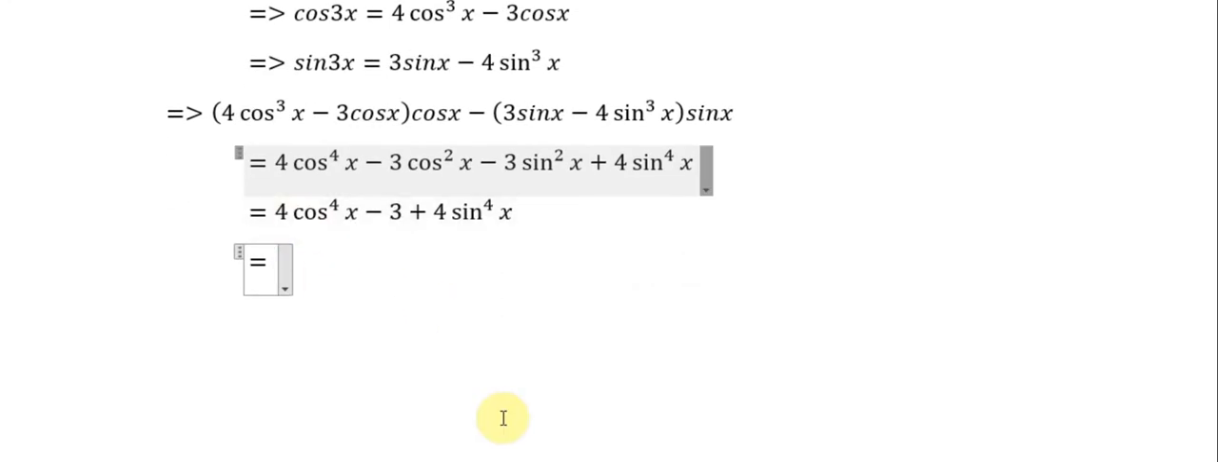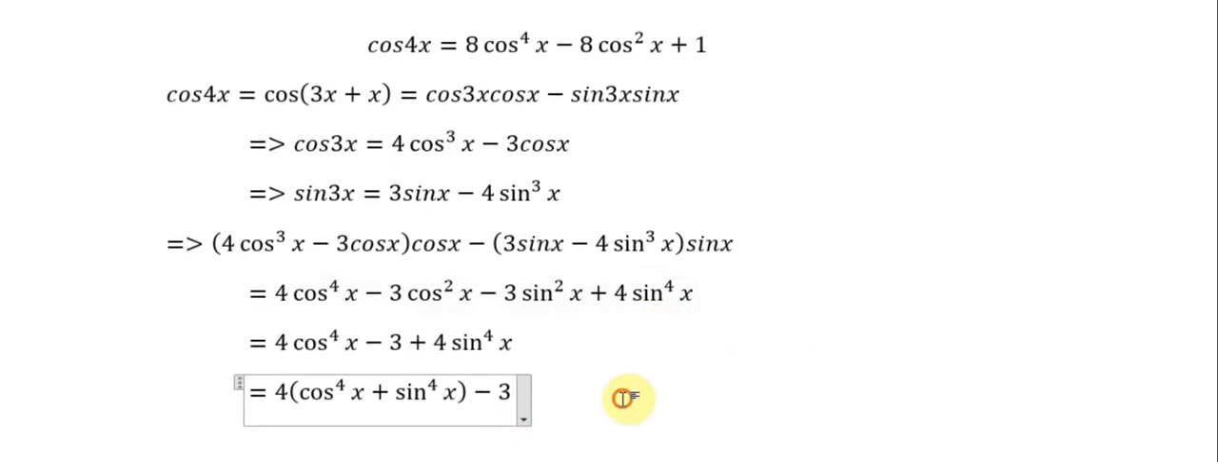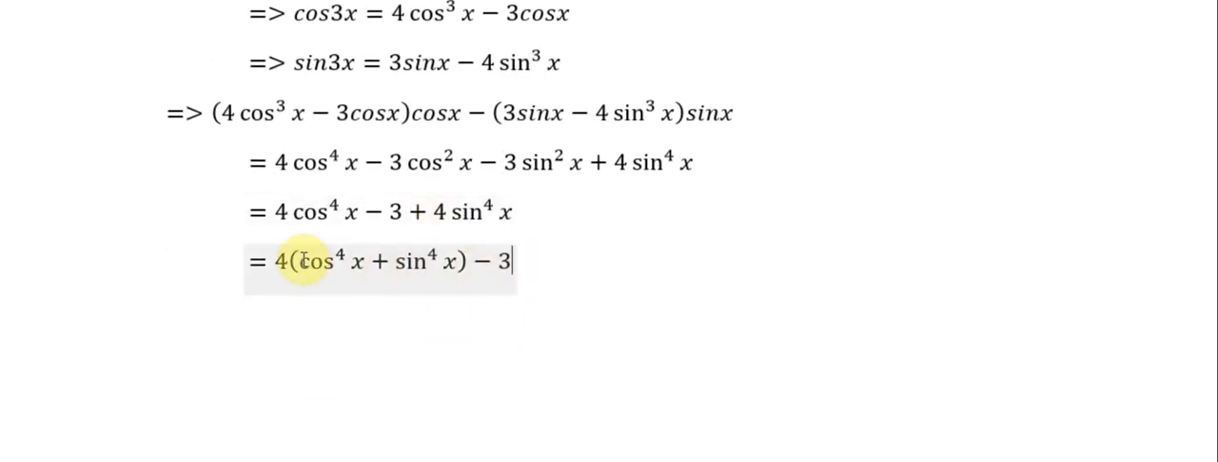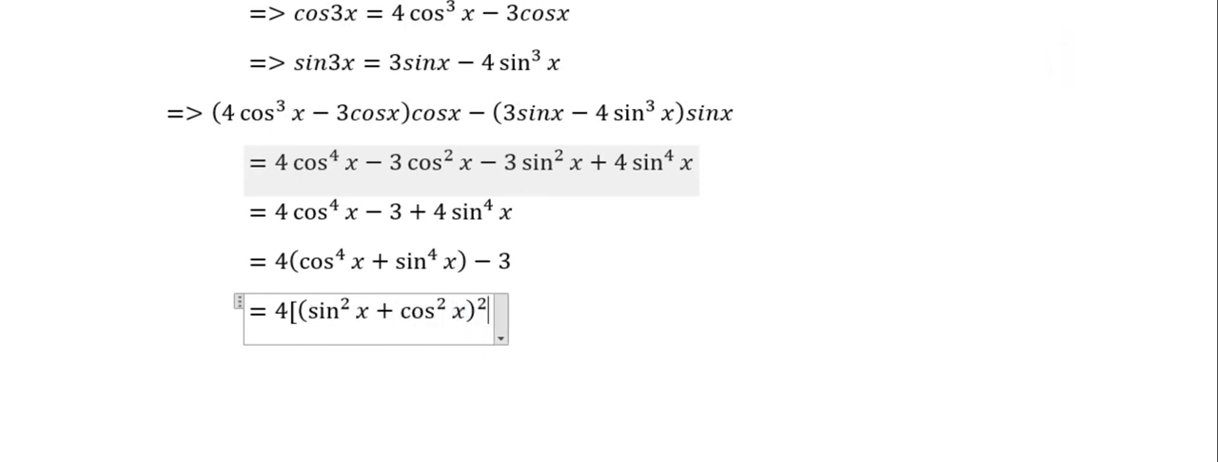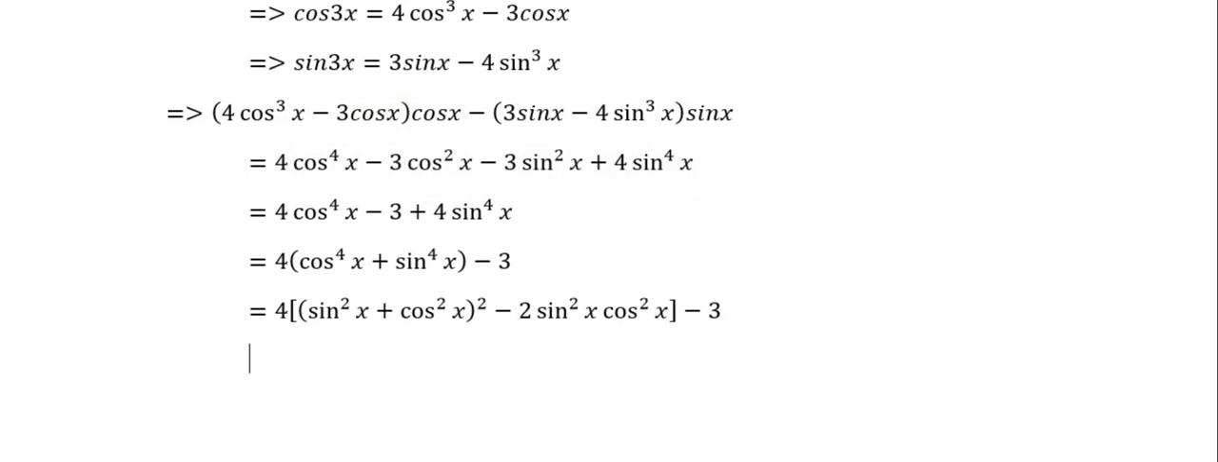In this one, we have number 4 and cosine power 4x plus sine power 4x minus 3 in here. So in this situation, we can put cosine power 2x plus sine power 2x, everything power 2, minus 2 sine x power 2, cosine x power 2 in here. So this is the transformation. This one converts to number 1.